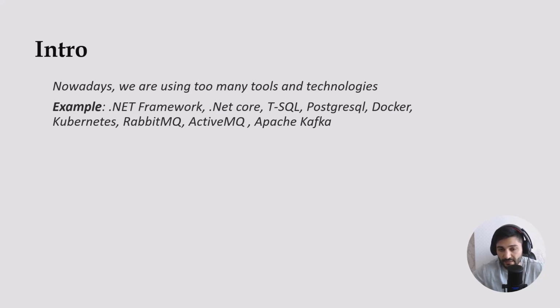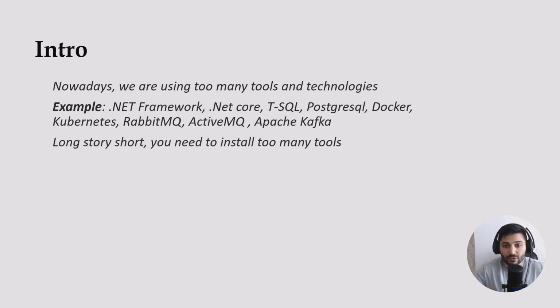For example, if you are a .NET developer, you may need to install not just the .NET Platform, .NET Framework, and .NET Core, but also Docker, Kubernetes, RabbitMQ, and Apache Kafka, depending on your environment and your job description. Long story short, you need to install too many tools.